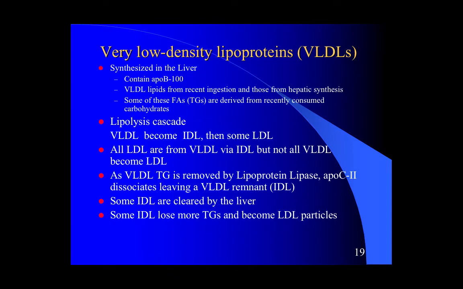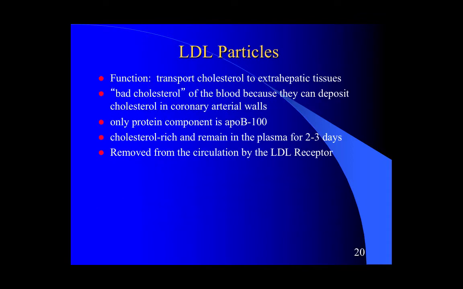Here's the lipolysis cascade. VLDL become IDL, then some become LDL. This is probably going to be your favorite one. All LDL are from VLDL via IDL, but not all VLDL become LDL, right? I mean, that's just straightforward. Those guys are nuts when they called these that. It should have said apolipoprotein or lipoprotein good or bad or the cousin or something. As VLDL triglycerides are removed, ApoC2 dissociates. I went through that.